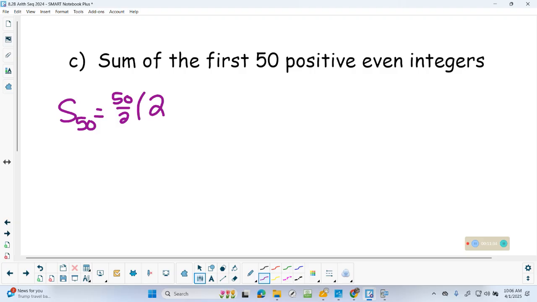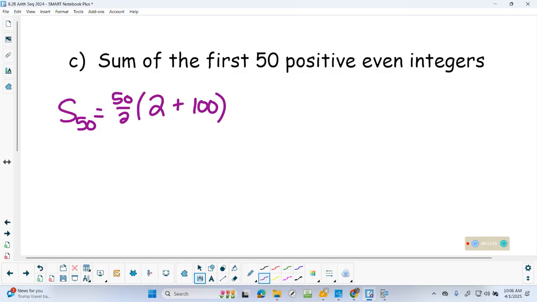Sometimes I have kids that say, what about 0? Well, we gotta talk number theory. Is 0 even? No. It's neither even nor odd. It's considered neutral, just for the record. Okay, what would be your 50th positive even integer? 100. 50 times 2.